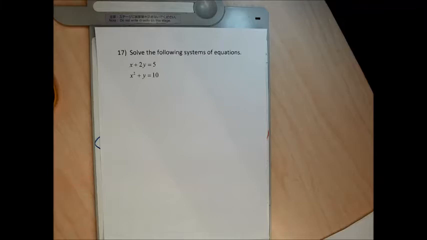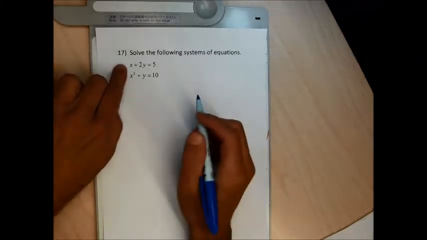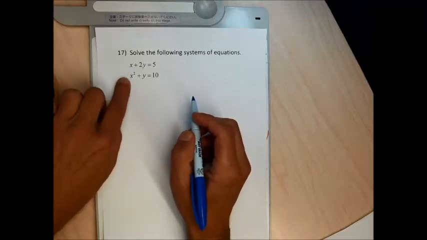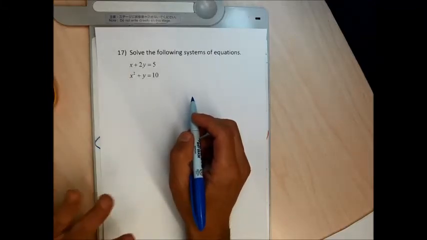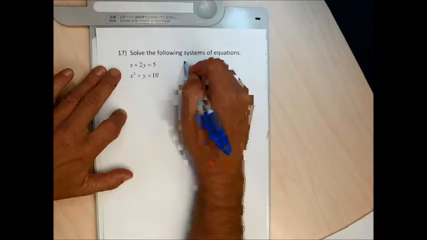So doing math when you're tired is just a bad idea. This will be my third attempt at problem 17, and it's an easy problem, but when you're tired, nothing is that easy. So to solve a system of nonlinear equations, which we have here, the first equation is a line, the second equation is a parabola. So this would be a system of nonlinear equations.